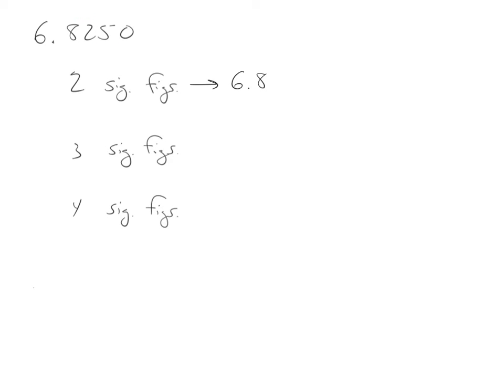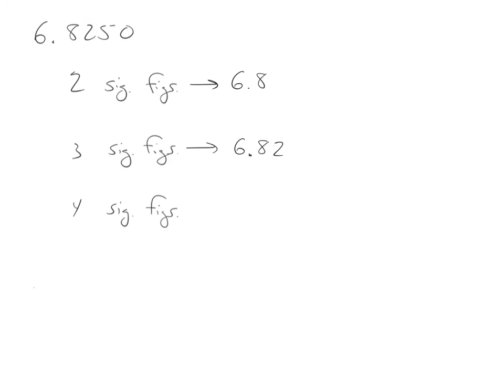Now, I want 3 significant figures. Leftmost non-zero digit. Count over 3. I'm at that 2. Everything after it controls how it rounds. So the 5 and nothing, there's nothing after the 5, it's all zeros. So the 5 rounds that even. It already is even, and our rule says if it is even, leave it the same, round it down, so to speak. So we end up with 6.82.